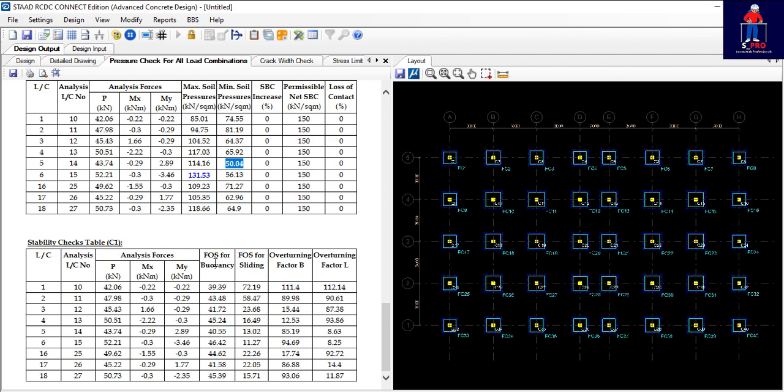For the factor of safety for buoyancy, you have 39, which is far bigger than 1.5. Factor of safety for sliding, you have 72. According to load cases, you have load cases 1, 2, 3, 4, 5, 6, 16, 17, 18, and 10, 11, 12, 13, 14, 15. So considering all these critical load cases, our buoyancy, sliding check and overturning check in the B direction and L direction, that is X and Y direction, passed very well.